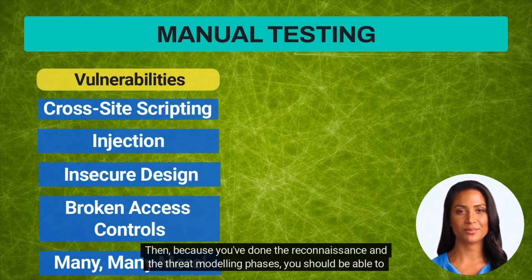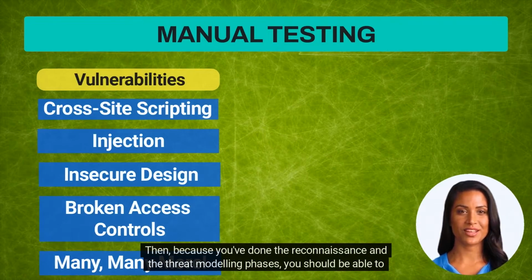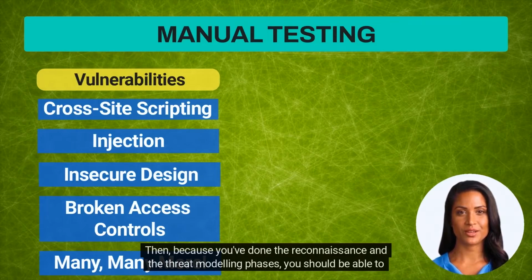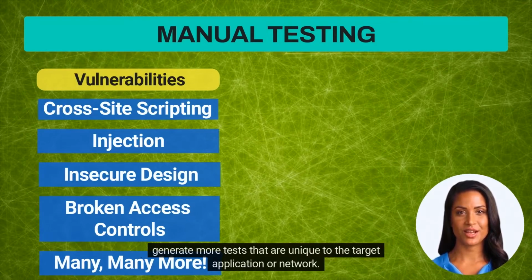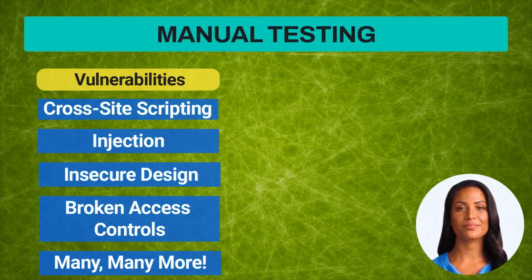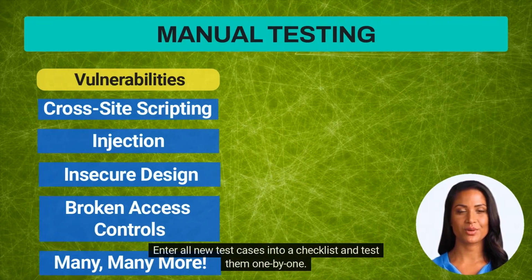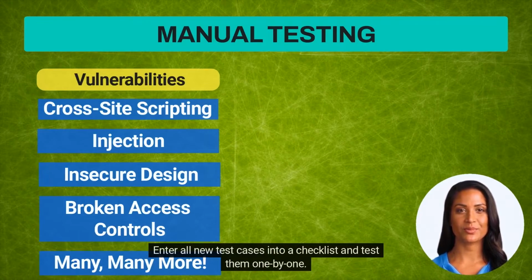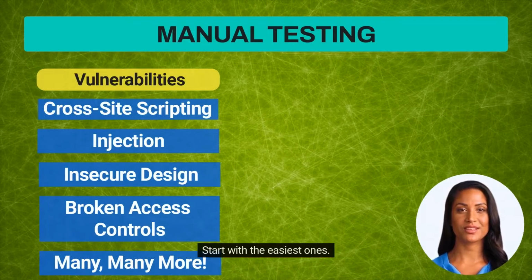Then, because you've done the reconnaissance and the threat modeling phases, you should be able to generate more tests that are unique to the target application or network. Enter all new test cases into a checklist and test them one by one. Start with the easiest ones.